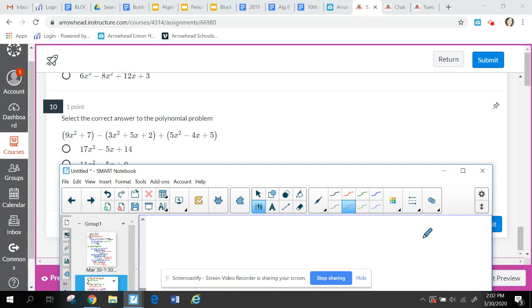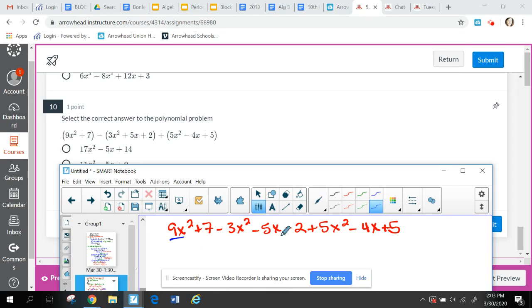Our last one is going to be looking at a couple different things happening. So 9x squared plus 7 doesn't change. But now with this being subtraction, I need to distribute that as a negative 1. So this is going to become minus 3x squared, minus 5x, and minus 2. Since this is addition, it doesn't change, so this is going to stay plus 5x squared. This stays minus 4x, and this stays plus 5.